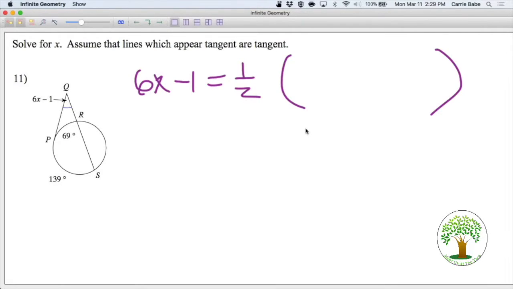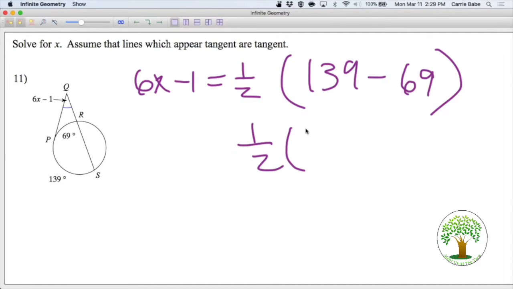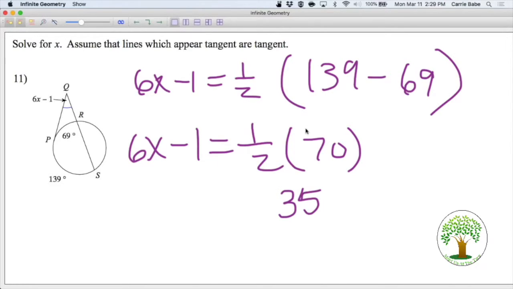139 minus 69. 139 minus or plus? Minus. Well, how do we know it's minus? Because they intersect on the outside. Okay. I think that's going to be 70 on that side. I don't want to half 70 because it'll be a fraction. Oh, no, won't it be 35? Okay, so it'll be 35.